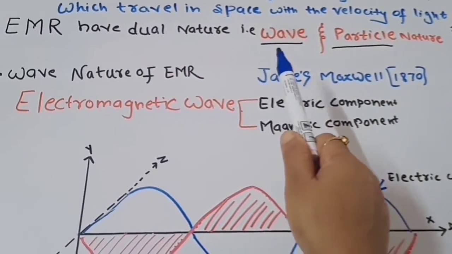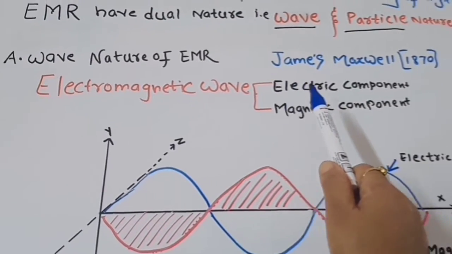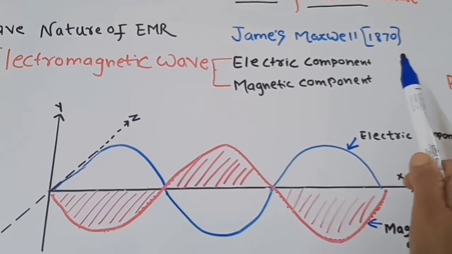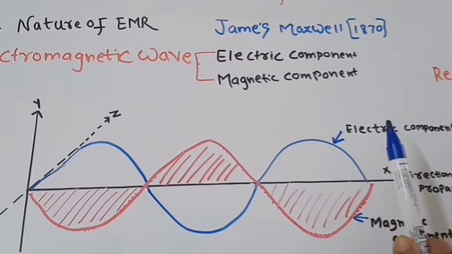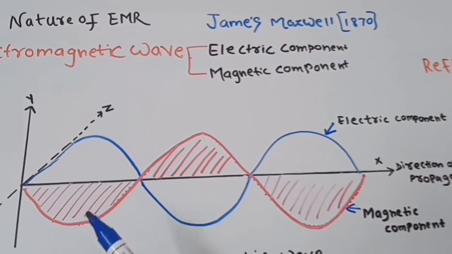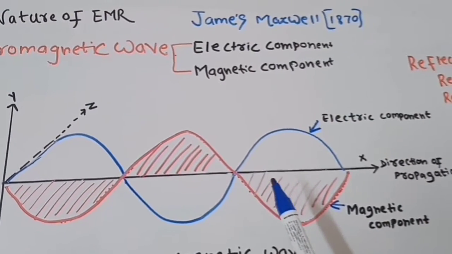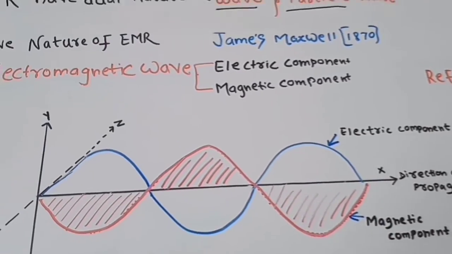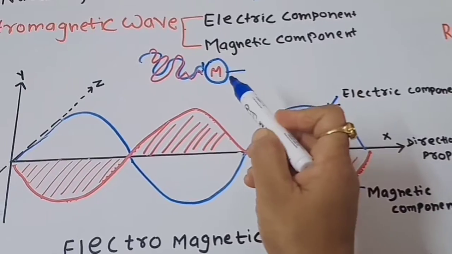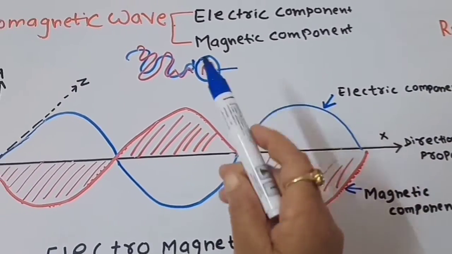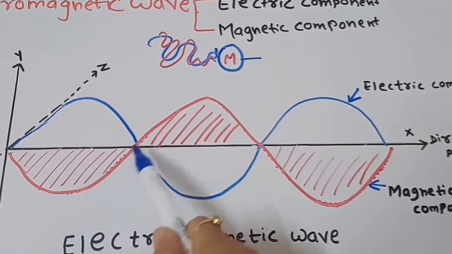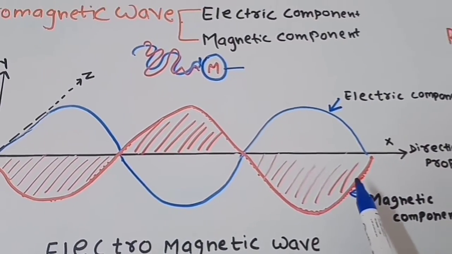So students, the wave nature was explained by James Maxwell in 1870. And he was the first to give the comprehensive explanation about the interaction between the charged bodies and the behavior of electrical and the magnetic fields on a macroscopic level. When the electrically charged particle moves under the acceleration, the alternating electrical and the magnetic fields are produced and transmitted.